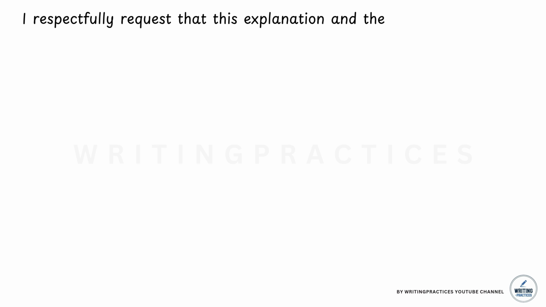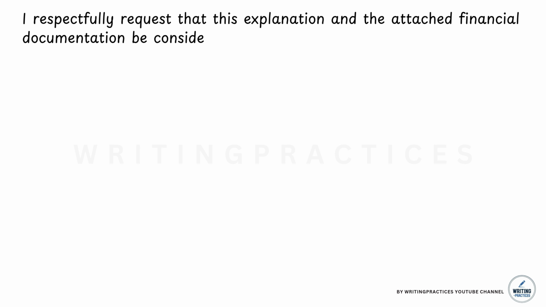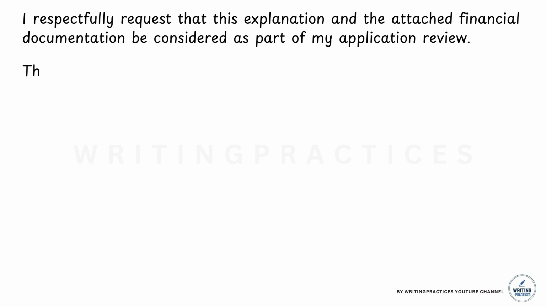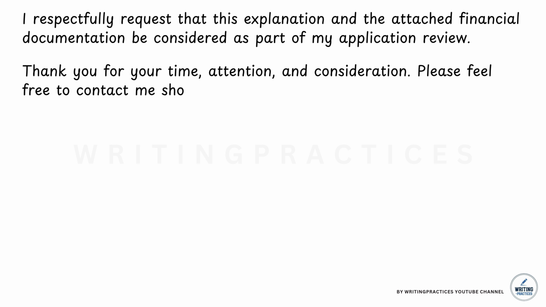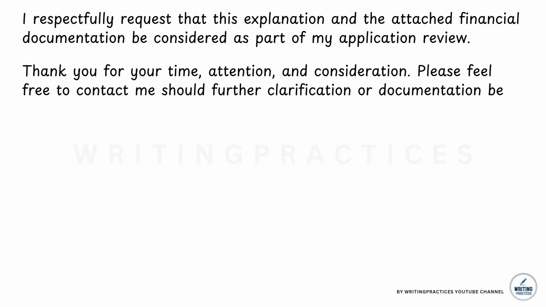Request for consideration paragraph. Now formally request that the explanation be reviewed. For example, I respectfully request that this explanation and the attached financial documentation be considered as part of my application review. This paragraph clearly states the action you are requesting from the reviewing officer. Thank you paragraph. Then include your closing paragraph. For example, thank you for your time, attention, and consideration. Please feel free to contact me should further clarification or documentation be required. This maintains a respectful and cooperative tone while showing your willingness to provide additional information if necessary.